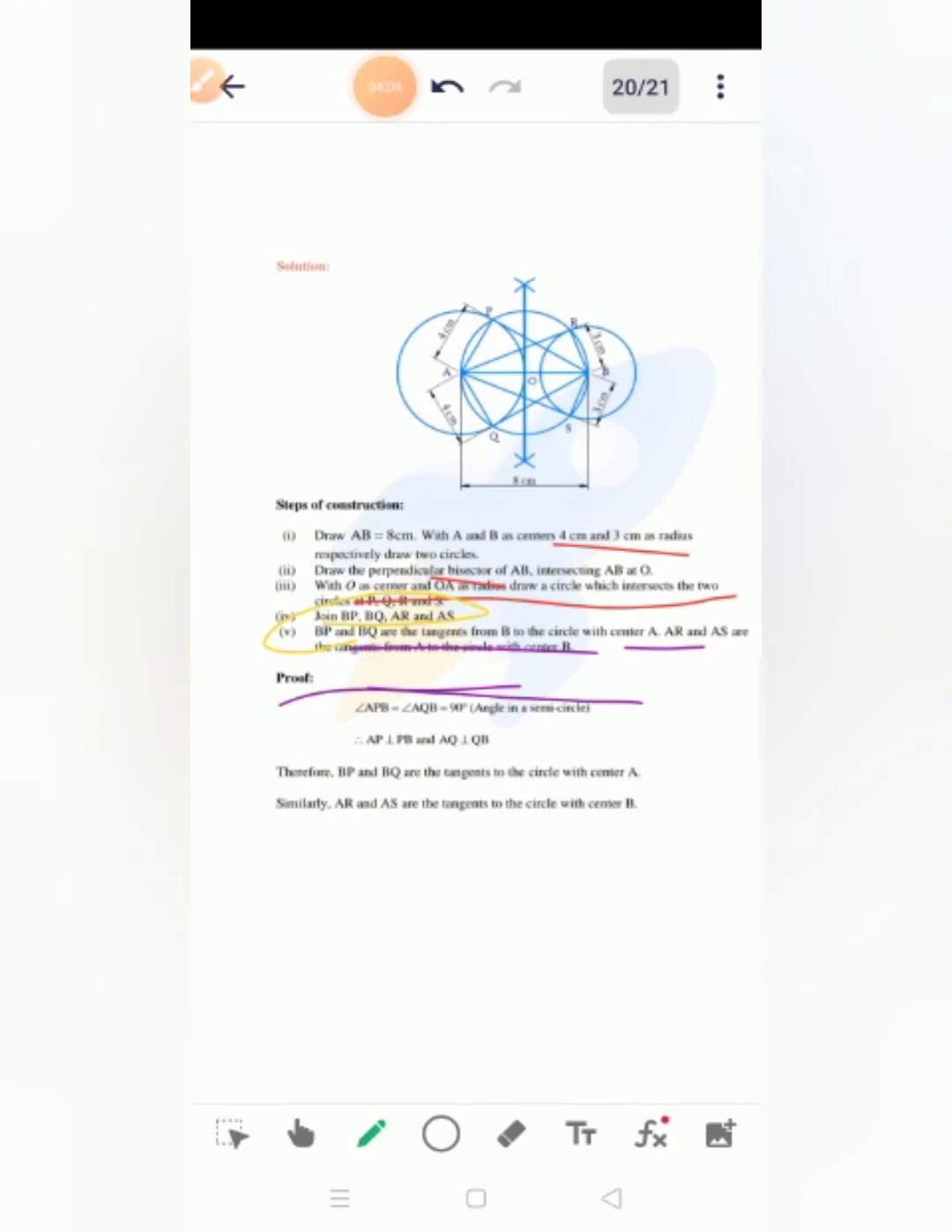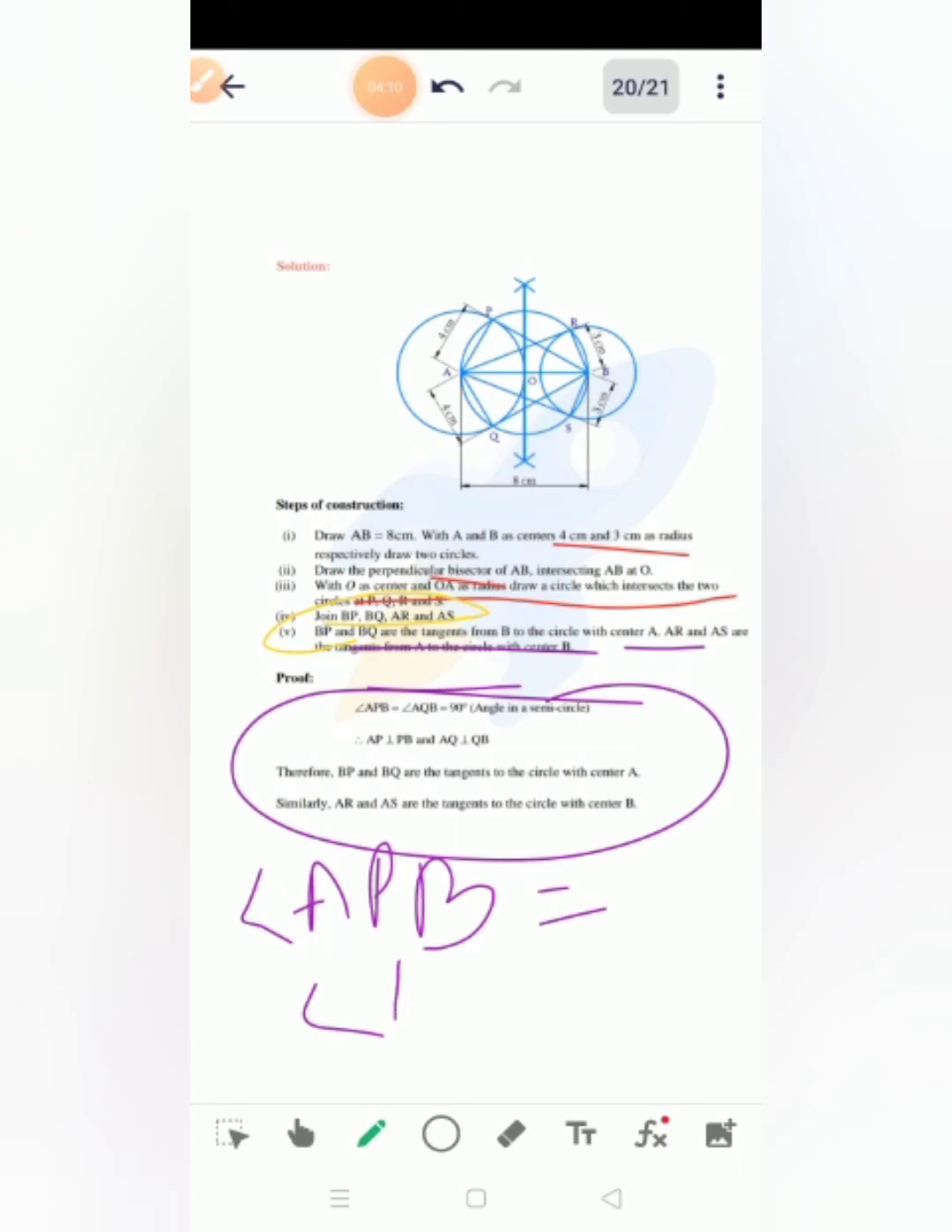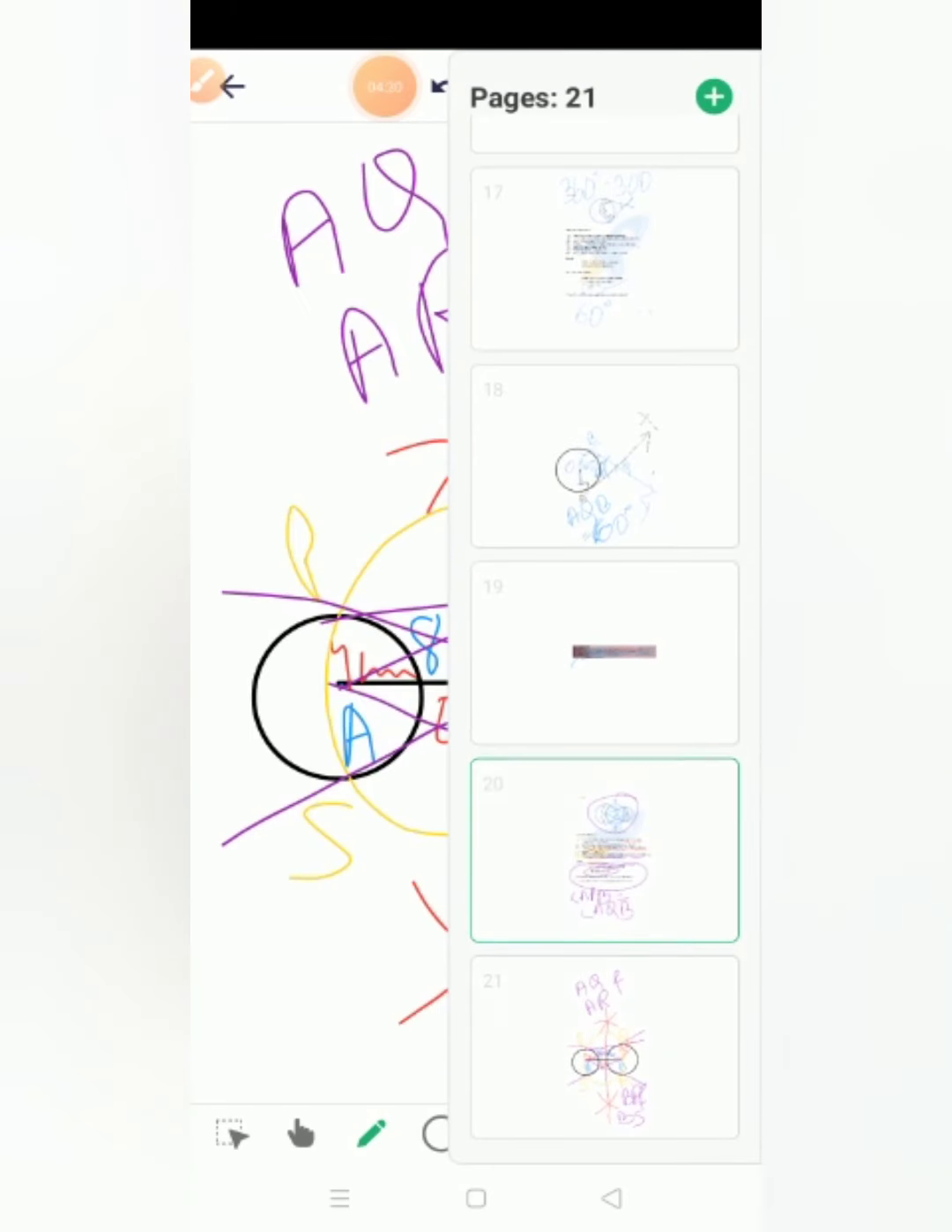Now the proof is given here. You can see from this figure that angle APB should be equal to angle AQB. These both are 90 degrees, since AP is perpendicular to PB and AQ is perpendicular to QB. Therefore, BP and BQ are tangents to the circle with center A. Similarly, AR and AS are tangents to the circle with center B. Here they are using different alphabets, and I have used different ones. You can use any alphabet, it does not matter.